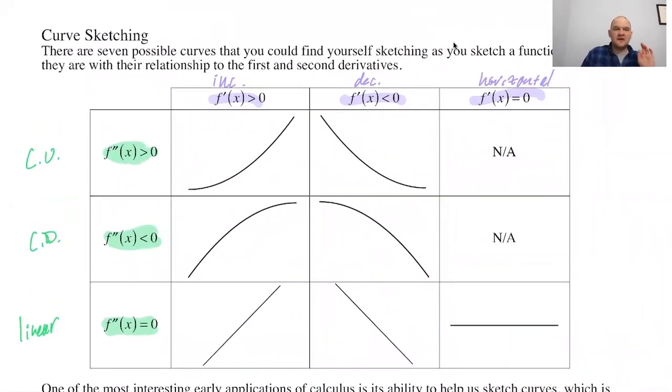So you can have something that is increasing concave up. Increasing concave up things always sort of generally look like this, right? You can make it more extreme, you can make it less extreme, but that's your only option.